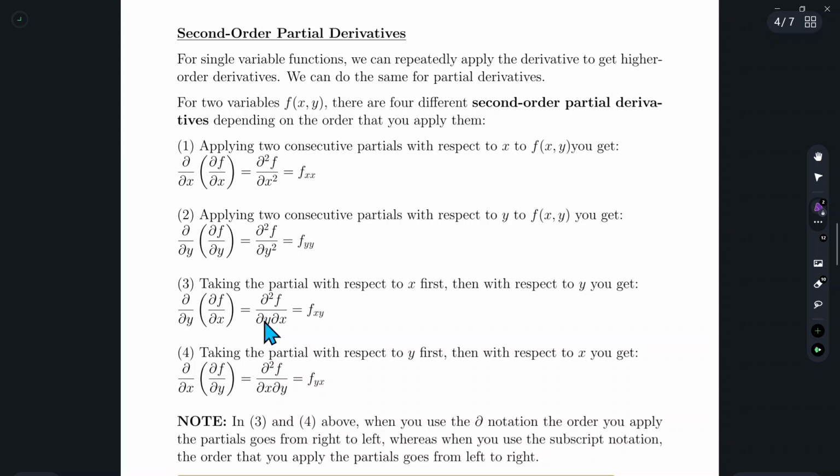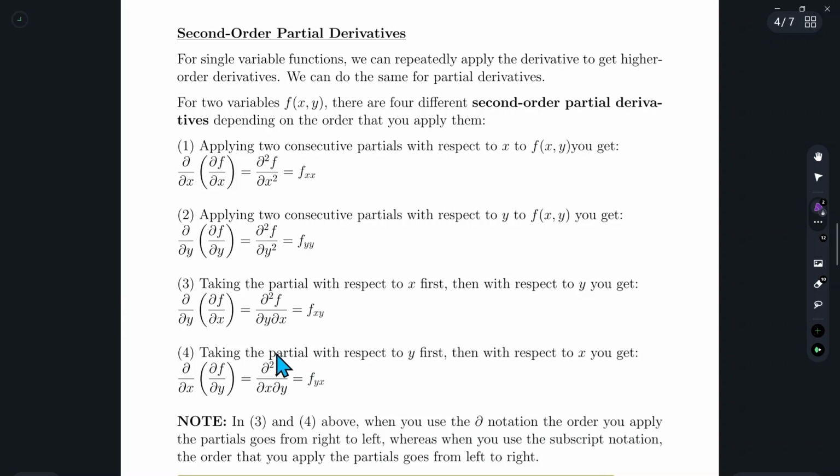However, if you're using the subscript notation, the order goes the other way around. So in this notation, you read it from left to right, right? So the x first and then with respect to y. So you notice how the ordering of the x and y is the opposite in these two cases, because again, this notation on the left, you read it from right to left. This notation here, you read it from left to right.